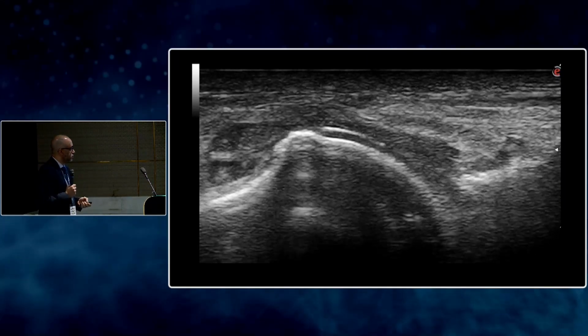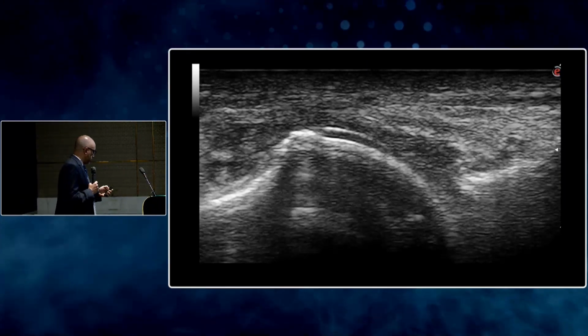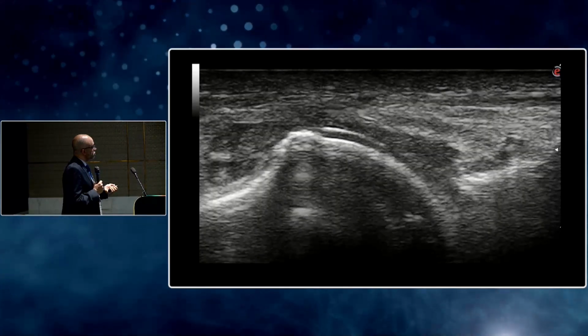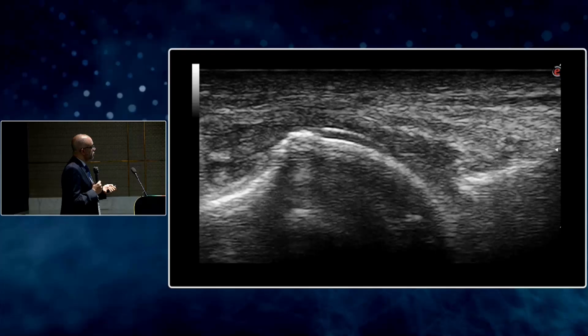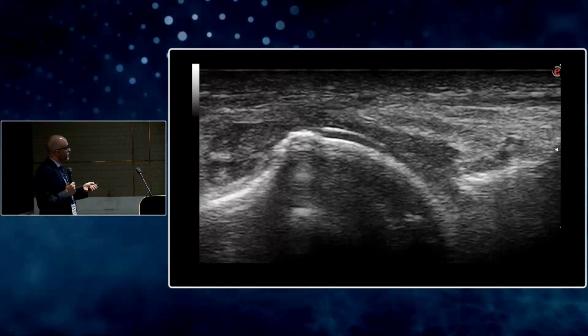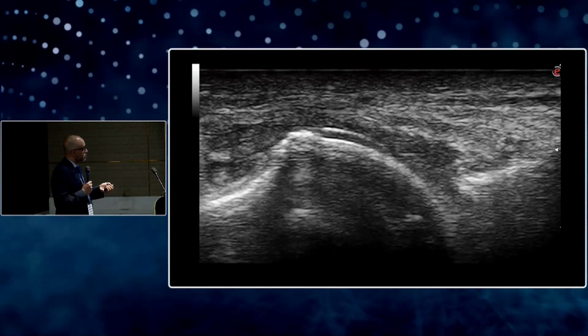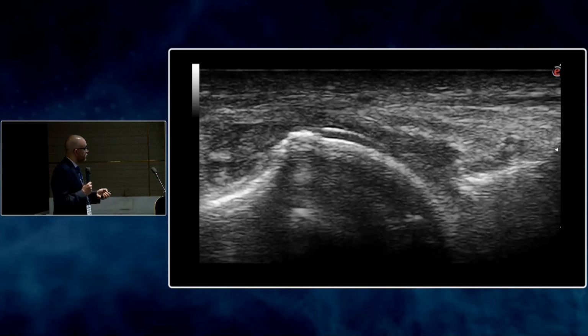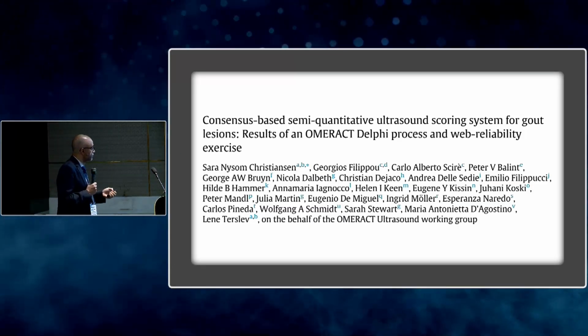As you can see here, this is the double contour sign over the first MTP joint in a patient with gout. Whatever you change the angle of the probe, you can still see the hyperechoic line, with the synovium surrounding it representing synovitis and inflammation.